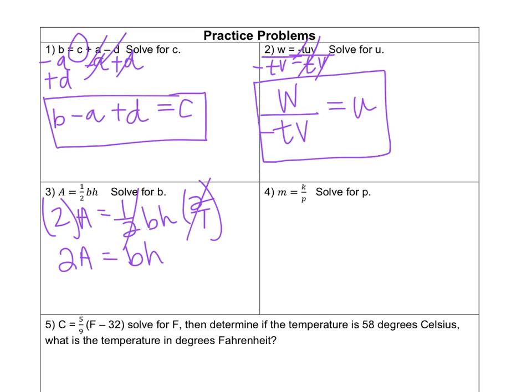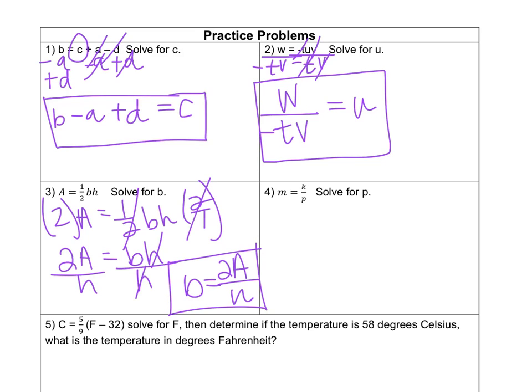Now I need to get b by itself. So the opposite of multiplying by h should be to divide by h, leaving me with base equals 2 times the area divided by the height. So we just rearrange the equation to get the base by itself.